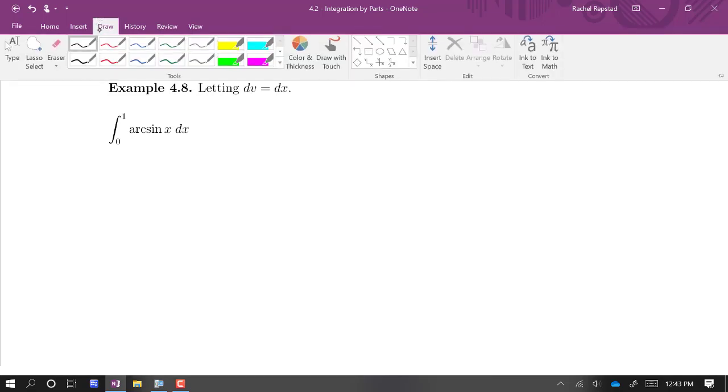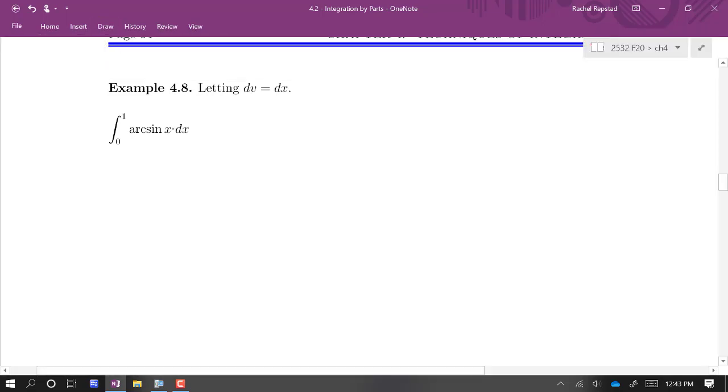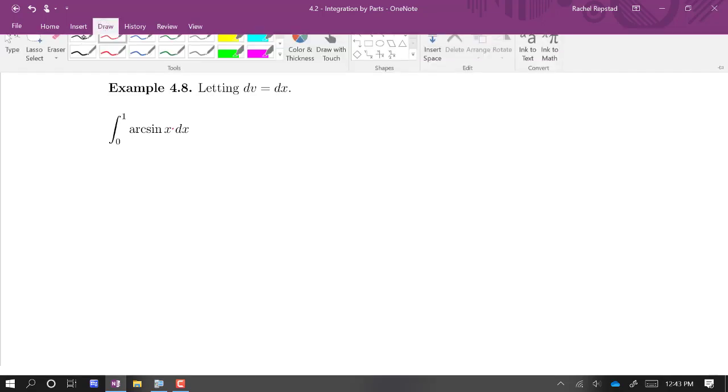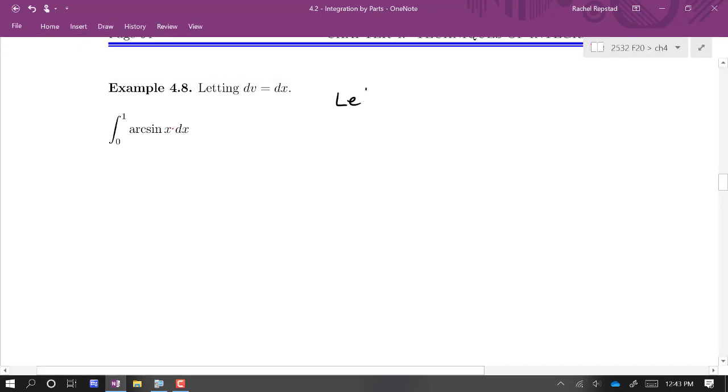Now, in this case, and really in all cases, dx is part of these factors. So you can still see this as a product, as arc sine x times dx. And so in this case, we're just going to let dv equal dx, which means u is equal to arc sine x. So let's let u equal arc sine x. That means that du, using the formula for the derivative of arc sine, is 1 over the square root of 1 minus x squared dx.